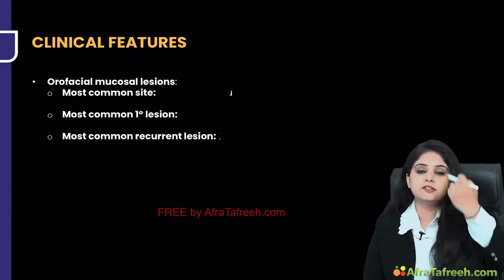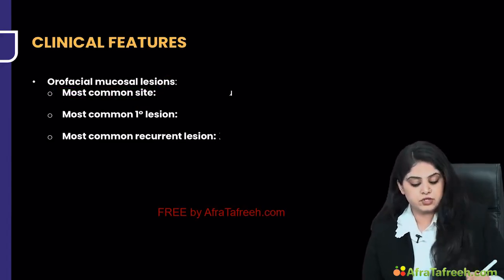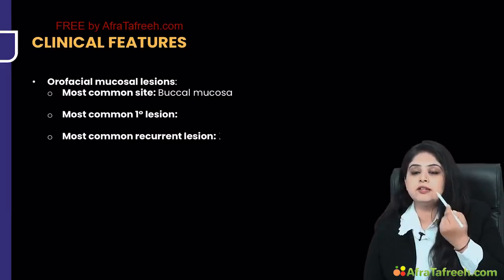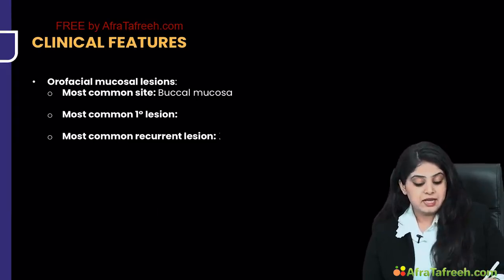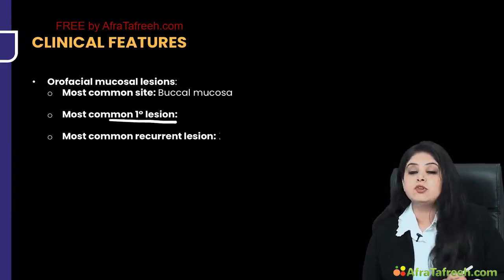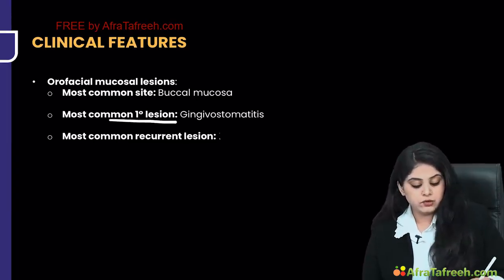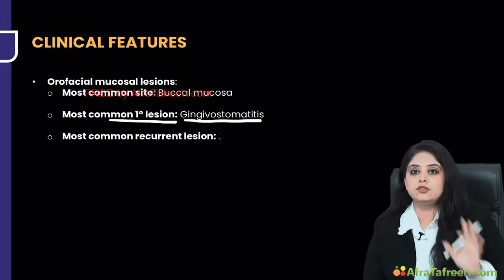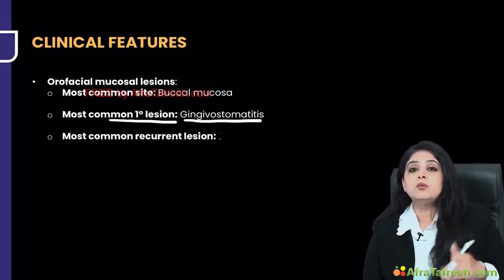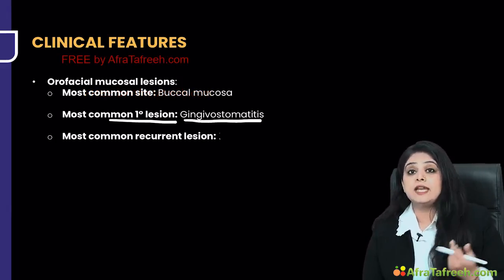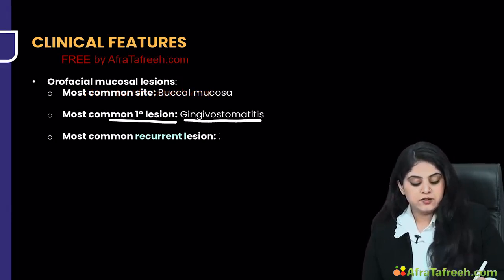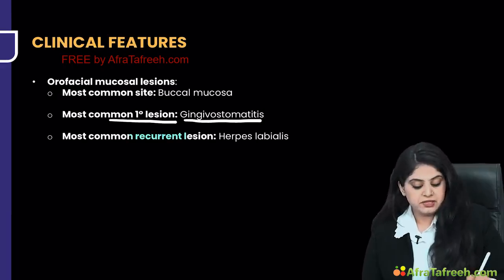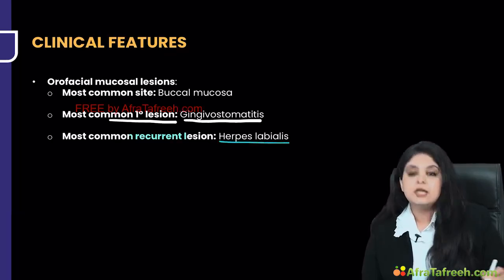Everything was above the waist now, on the oral and the facial region. So the most common site is the buccal mucosa. The buccal mucosa inner aspect, that is the most common site. And what lesion is going to occur most commonly over there? The gingivostomatitis. There is involvement of the gums. So buccal mucosa and gingivostomatitis most common. But what is the lesion that occurs again and again in terms of recurrence? Which is the most common recurrent lesion? And that is labialis. Herpes labialis is going to occur again and again.